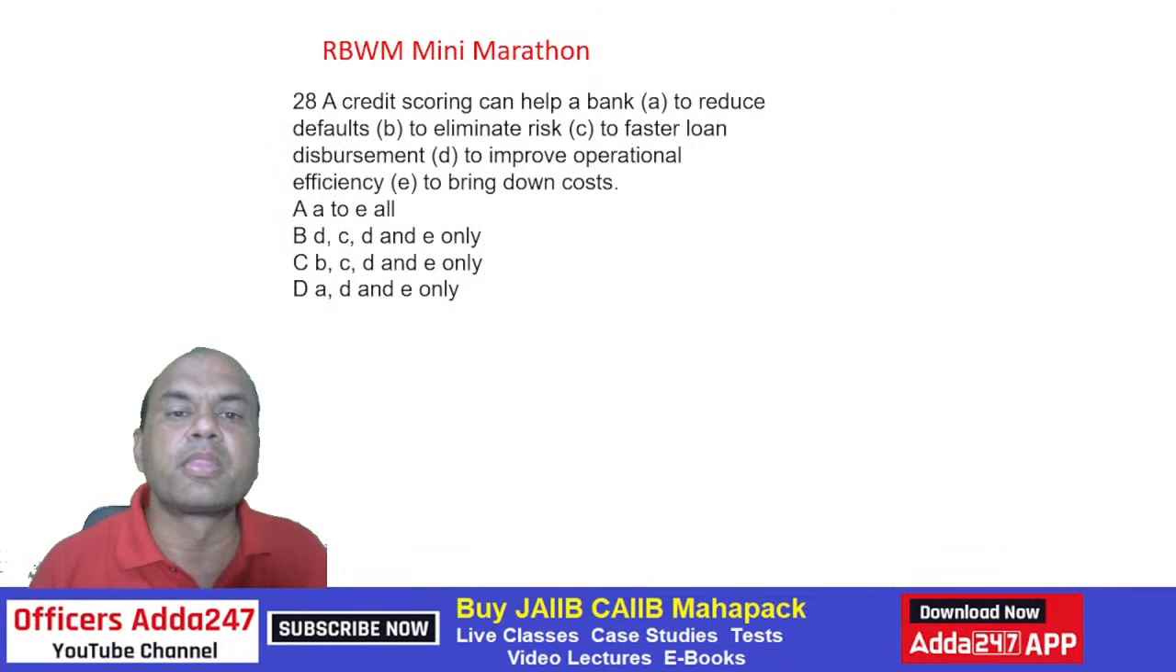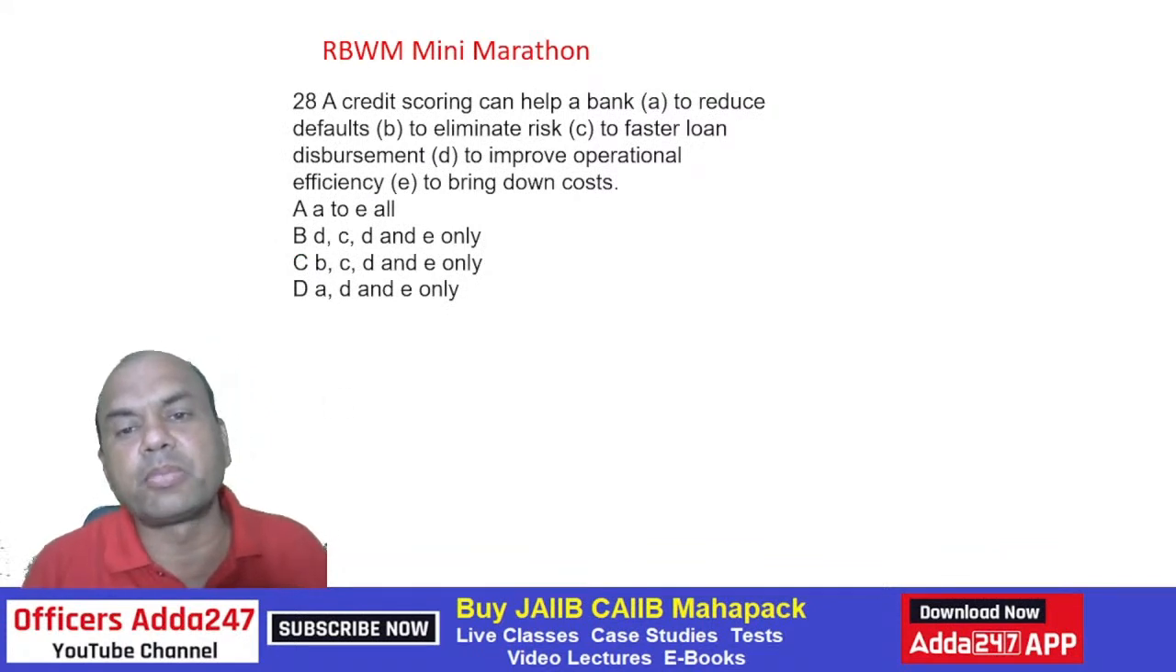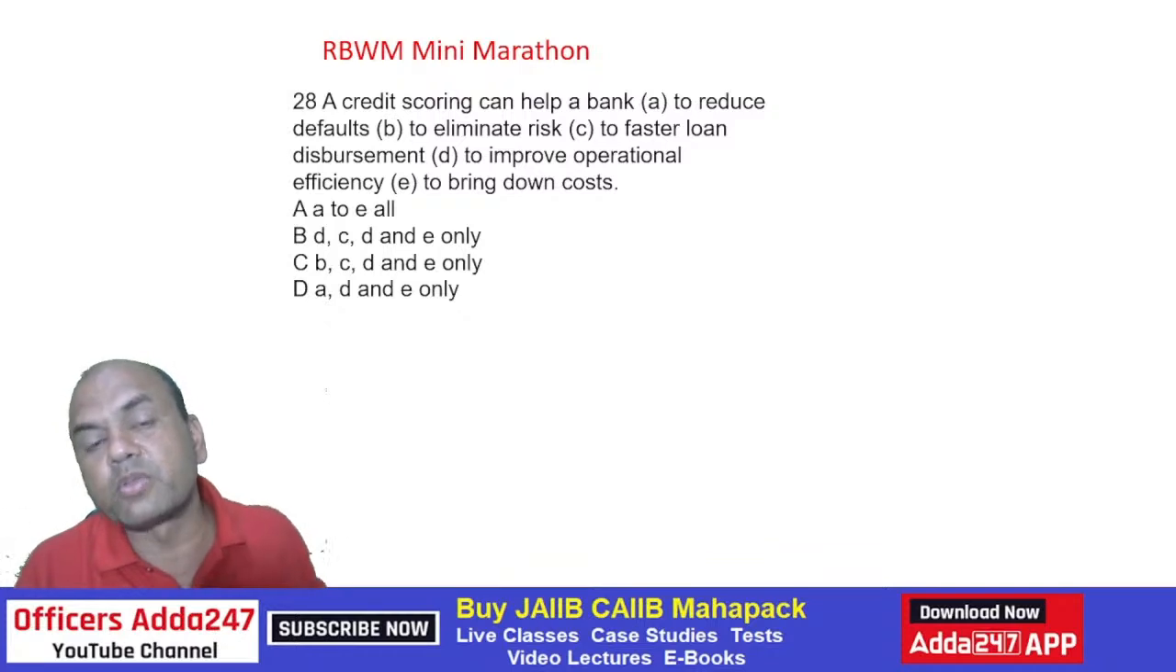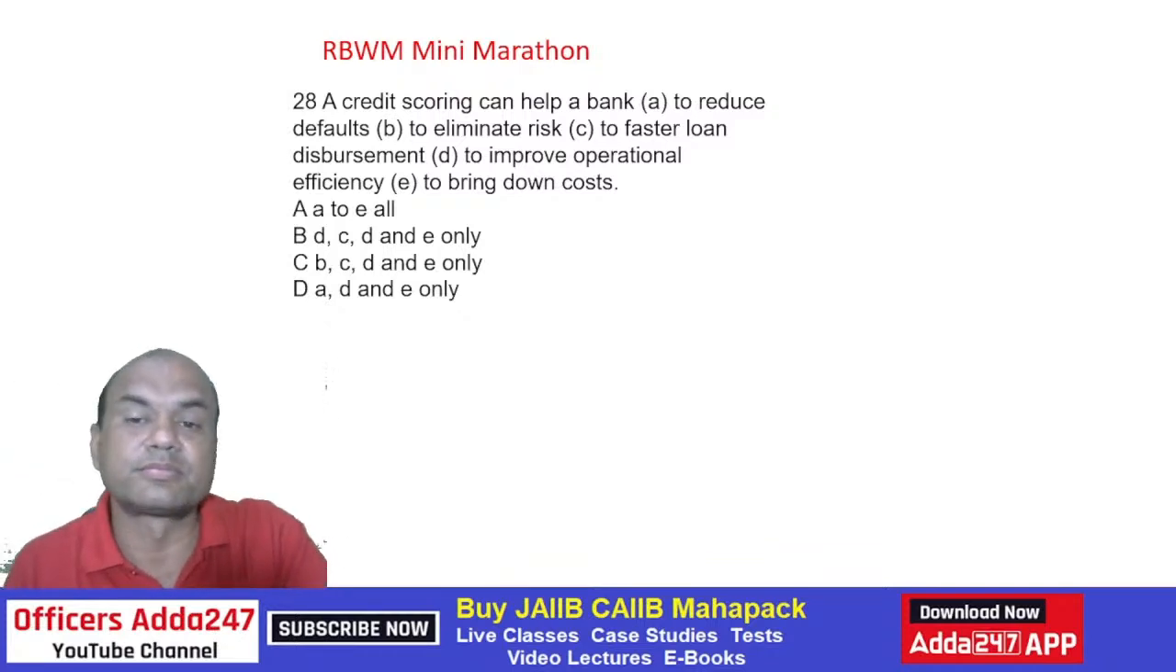process. So credit scoring can help a bank to reduce defaults, to eliminate the risk, to faster loan disbursement, to improve operational efficiency, to bring down the cost. What do you think? Yes? What do you think? Now it's a simple one.